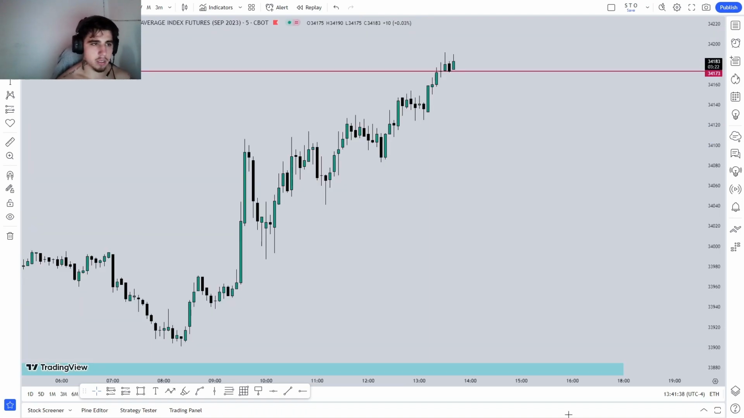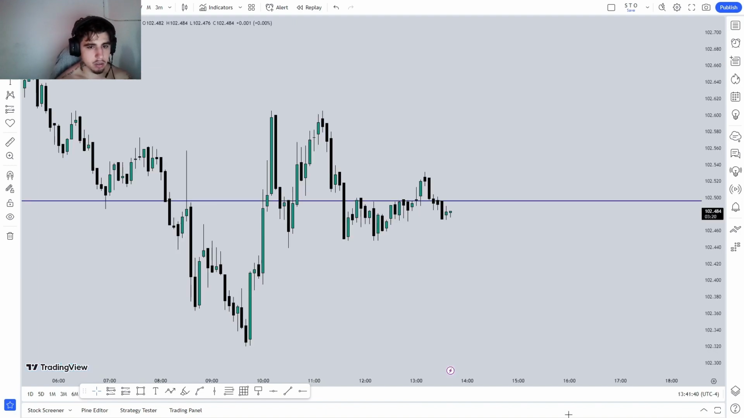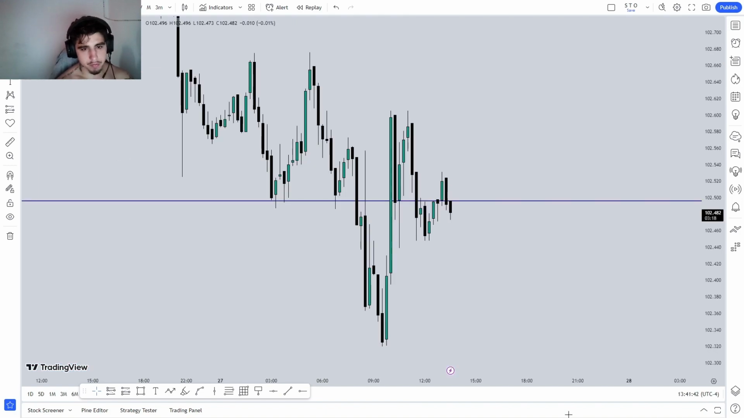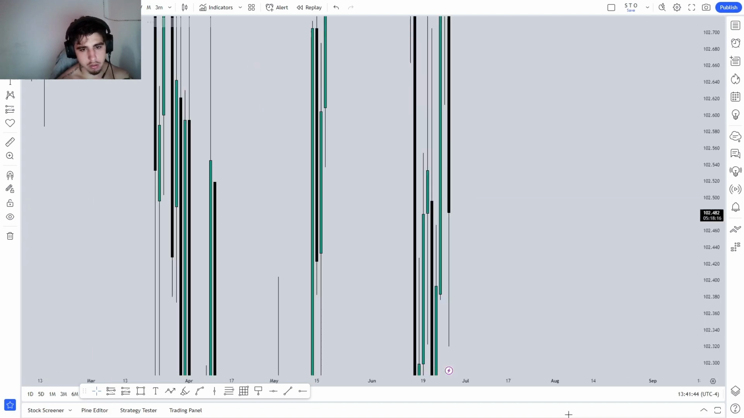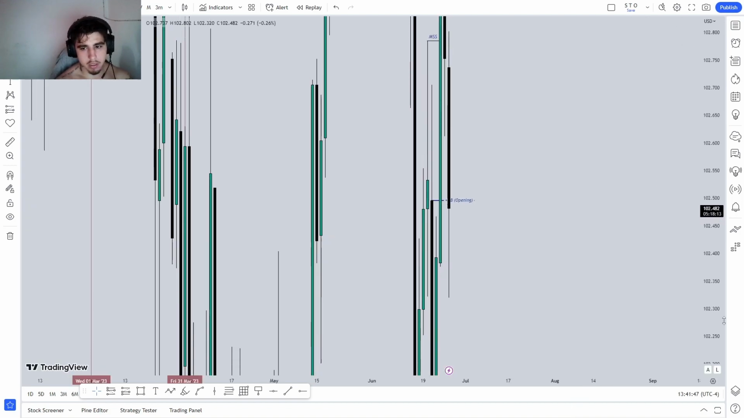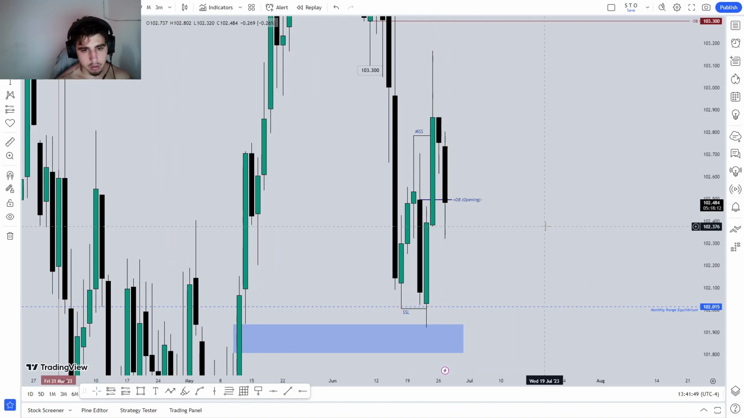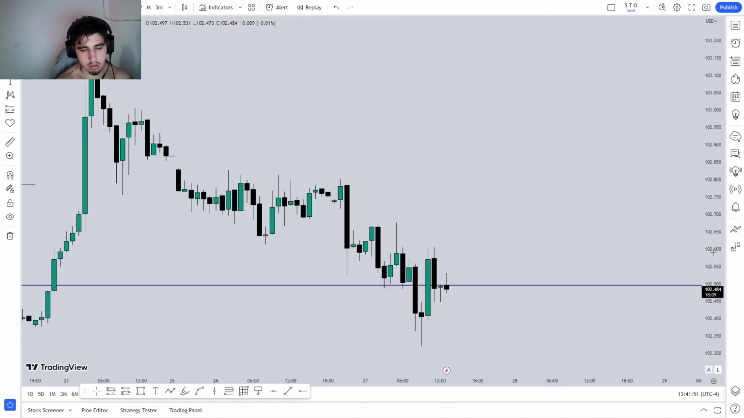The S&P and the Dow are just higher. Dollar index is watching a 50-minute chart, daily chart. It is still at the other block opening. 1 hour chart.